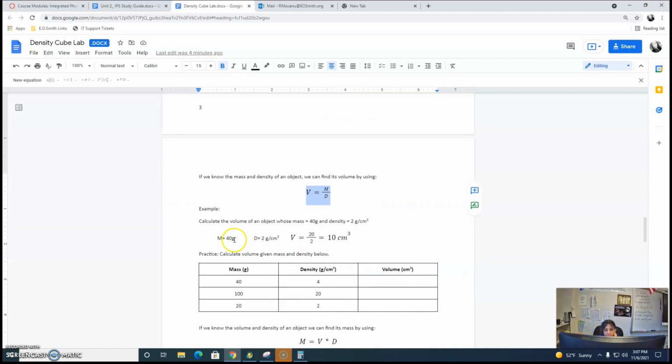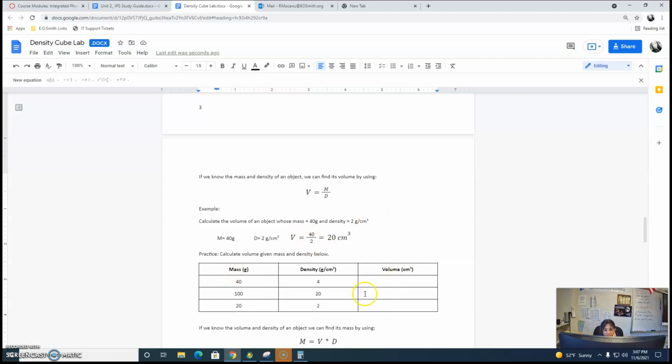And so let's say my object has a mass of 40 grams, density of 2 grams per centimeter cubed. Using this formula, I'm going to divide mass of, so that is actually wrong here. I'm going to correct that right now. Mass of 40 divided by 2. I'm going to get 20 centimeters cubed for my volume. Okay, so mass of 40 divided by a density of 2 equals 20 centimeters cubed.